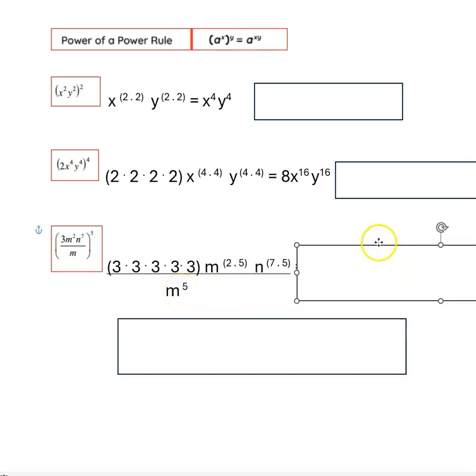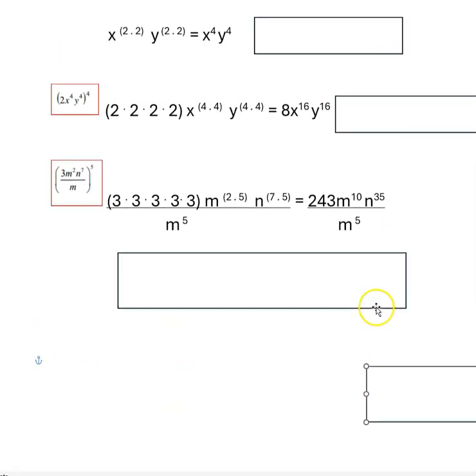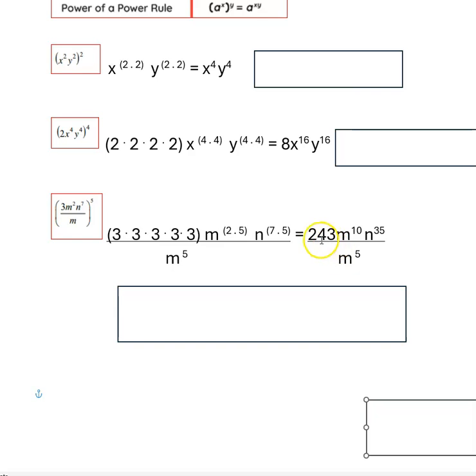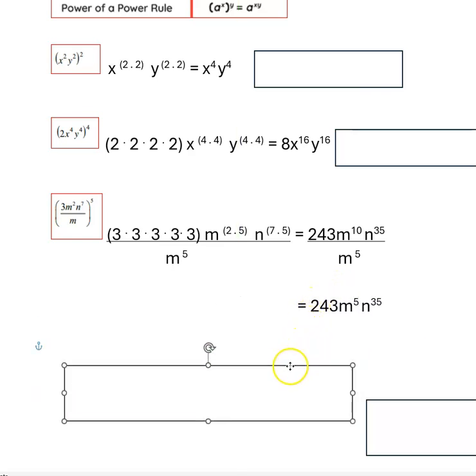Now if I clean this up a little bit, whoops, sorry about that, I get 243 m to the 10, n to the 35 power. But there's one more thing I can do here. Notice these m's. I can divide them out. So I would have 10 minus 5. So my answer actually is going to be 243 m to the 5th power n to the 35th power.